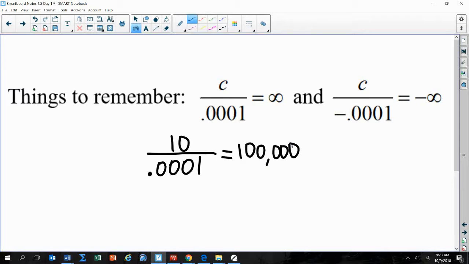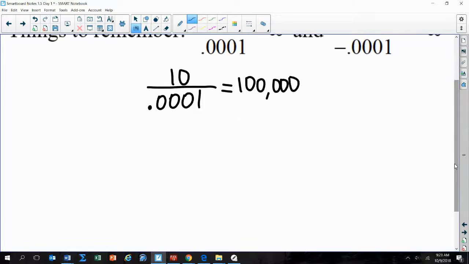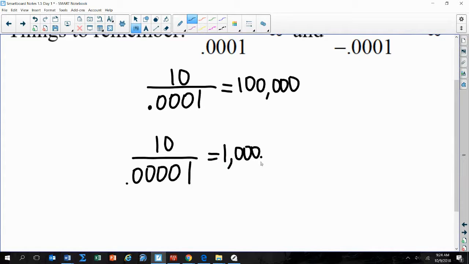Okay. You could even choose a number that's even closer to 0. You could do 10 over 0.00001. Ooh. Right? If I have 4 zeros, then that's going to cause me to go to, what is that, 1 million? Is that right? Did I type that in right? And you can see that when you have a really, really small number in the denominator, it actually makes you shoot up exponentially towards infinity.